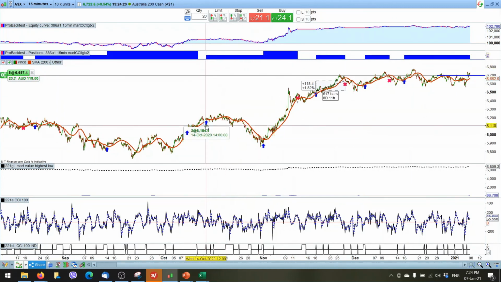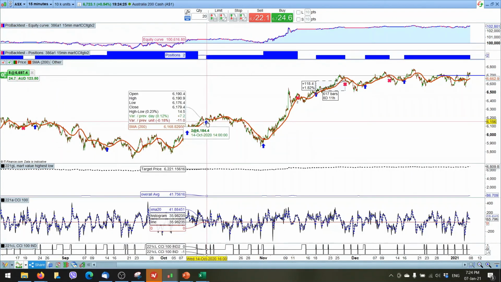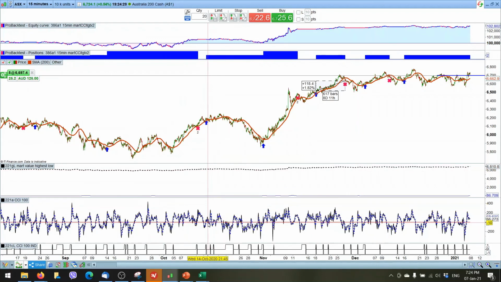In this example, we entered the trade there because the CCI broke above the zero line. It's given us a target. We haven't hit that target. The price turned down. But down here, we enter another trade. And I'll explain why we enter that trade in a separate video and how that becomes profitable.